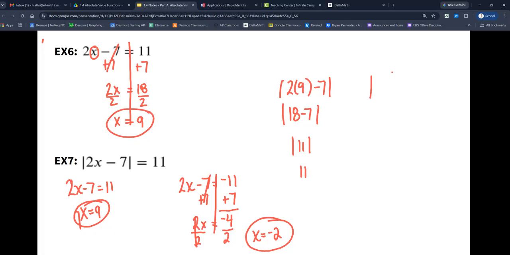But I could also do this: 2 times negative 2 minus 7, right? Try my other answer. That's negative 4 minus 7, and that is negative 11. And if I get negative 11, the absolute value bars wash it away, and it also gives me positive 11. So that's the reason we need to do the positive and the negative. If you only solve it like the negative's not there, you only get one answer. That one answer will probably be right, but you will be missing one of the answers, so you wouldn't get full credit for that.